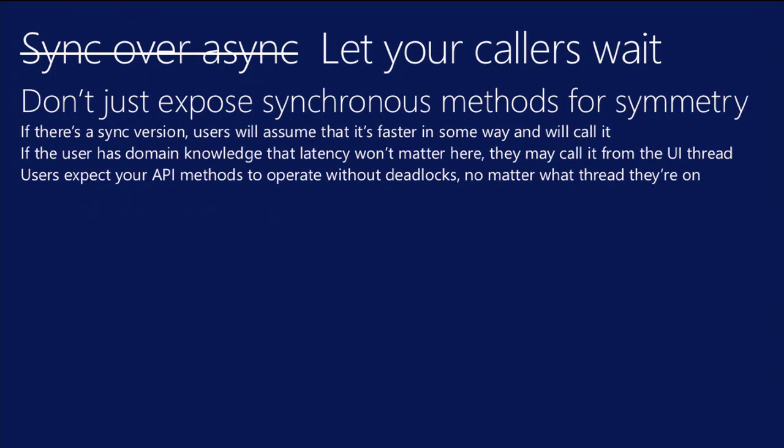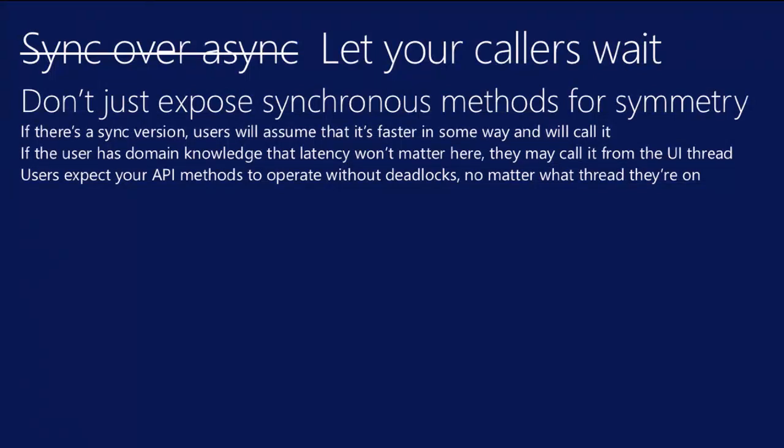And so really the principle here is don't just expose synchronous methods because of symmetry, right? Because it's, look, I have an async method, I should probably have a non-async method. I see that everywhere, I should do that too. If there's a sync method, users are going to assume there's some good reason to call it. You must have defined it for some reason. They're going to find occasions to call it, and they're going to call it, including on UI threads. Right? If the user has that domain knowledge that, hey, latency isn't a big deal here, they might even call it on the UI thread, right?